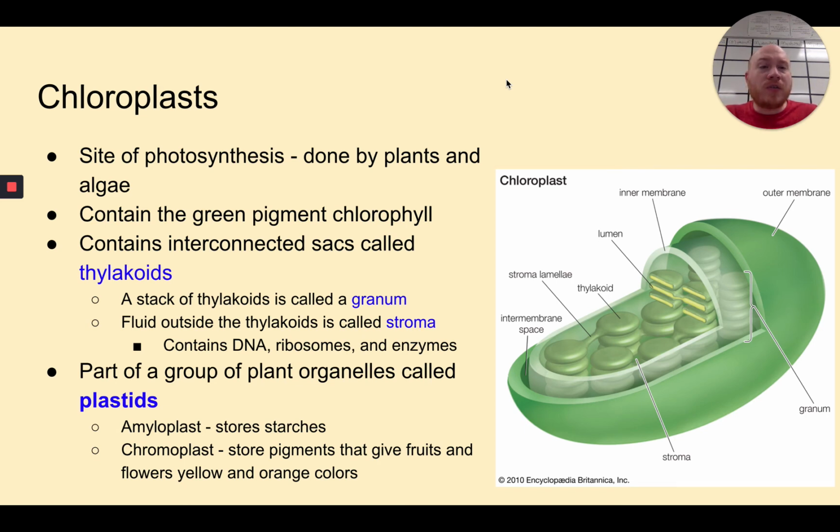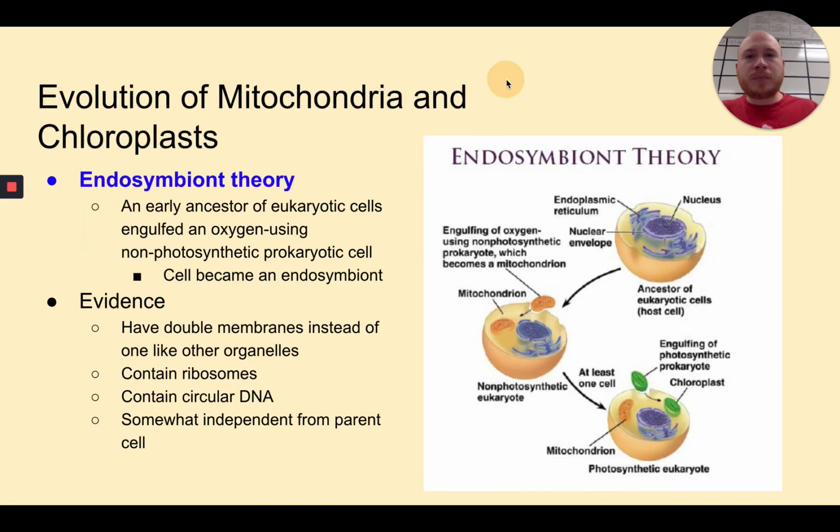Other plastids within a plant cell might be an amyloplast, which is used for storing starches, high energy storage for plants. And then you might also find what are called chromoplasts, which store pigments, giving fruits, vegetables, and flowers their yellow and orange colors. So if you have a really bright flower, you would expect to find some chromoplasts with specific pigments in them to attract things like bees.